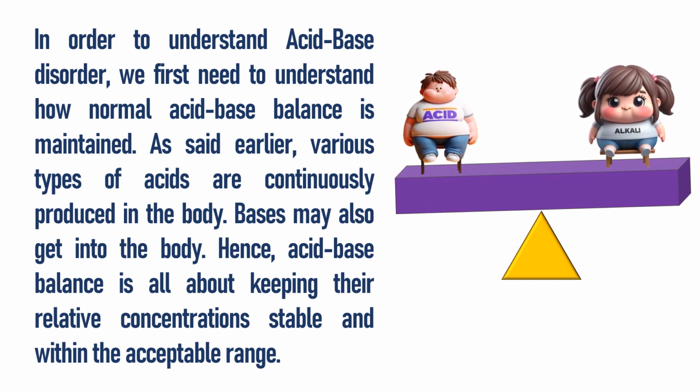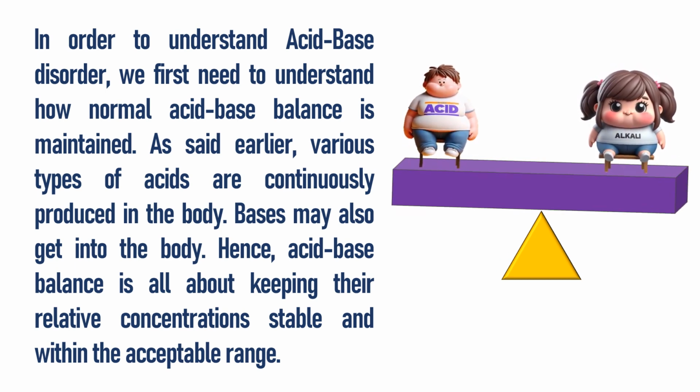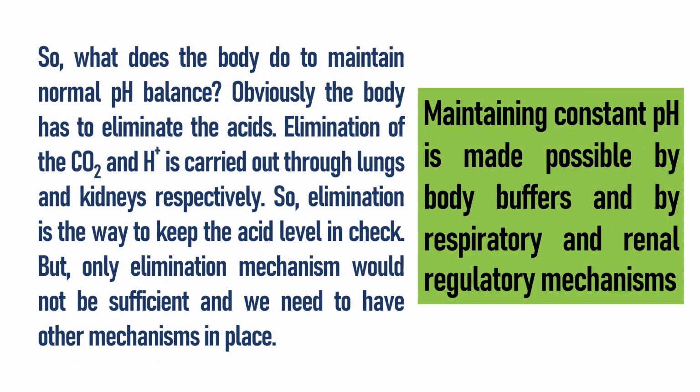As said earlier, various types of acids are continuously produced in the body, bases may also get into the body, hence, acid-base balance is all about keeping their relative concentrations stable and within the acceptable range. So, what does the body do to maintain normal pH balance? Obviously, the body has to eliminate the acids. Elimination of carbon dioxide and protons is carried out through lungs and kidneys, respectively. So elimination is the way to keep the acid level in check, but only elimination mechanism would not be sufficient, and we need to have other mechanisms in place.